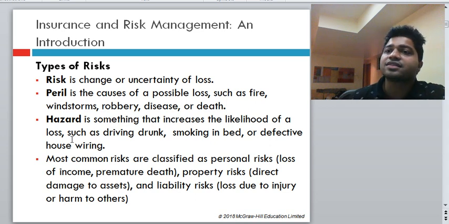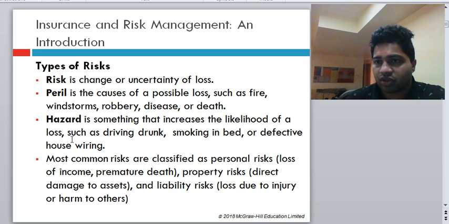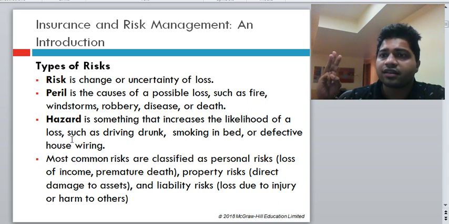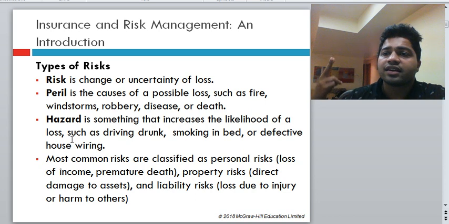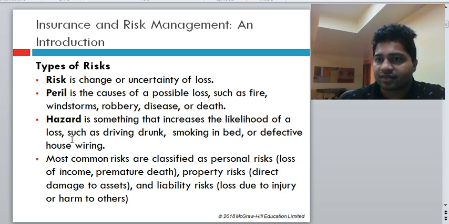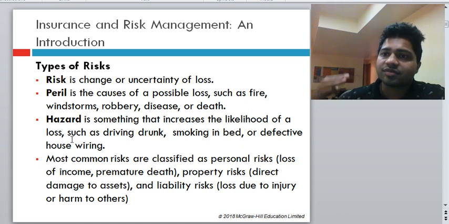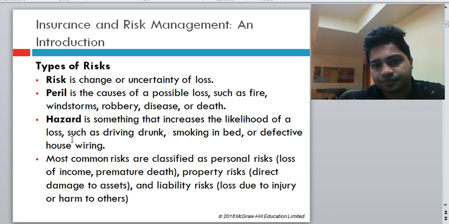What is hazard? Hazard is something that increases the risk. So if I am driving drunk, then the chance of having an accident is more. So three concepts: risk, peril, and hazard. Risk is meeting with an accident, that's a risk. So uncertainty of loss. Okay, second, something that causes that accident, that is peril. Peril is, let's say, some guy banging me, or me banging into a divider or a tree, etc. Hazard is something that increases the possibility of loss.